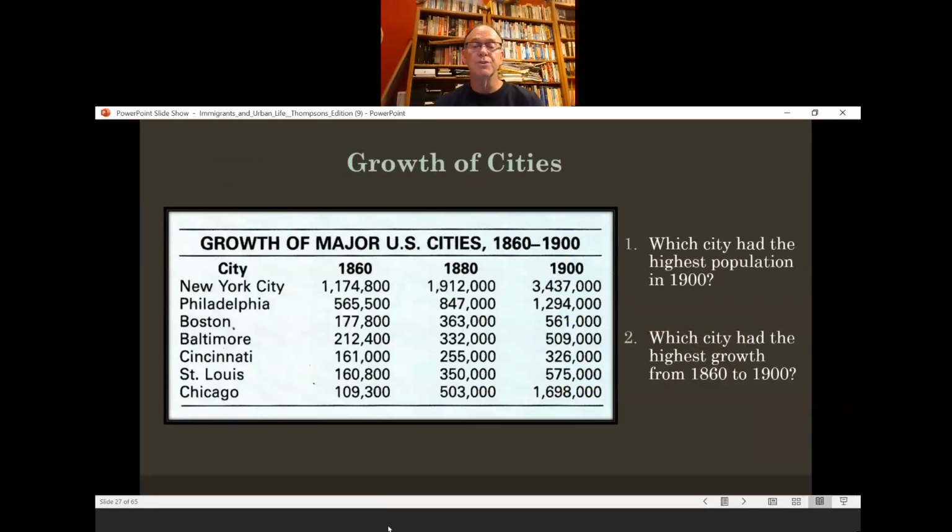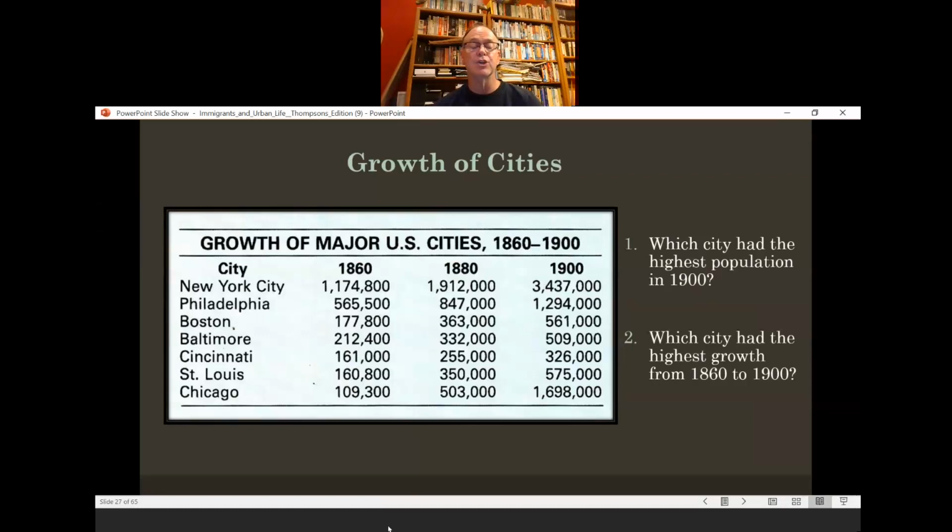We looked at this chart. This was interesting. We had a lengthy, I'd say maybe 5 or 10 minute discussion on this in class. Which city had the highest population in 1900? If you look at the chart, on the left side, closest to the city names, is a chart of how large these cities were in 1860. 1880 is in the middle, 1900 is just to the right. It's quite obvious that New York City by 1900 has the highest population with almost 3.5 million people, 3,437,000 people.